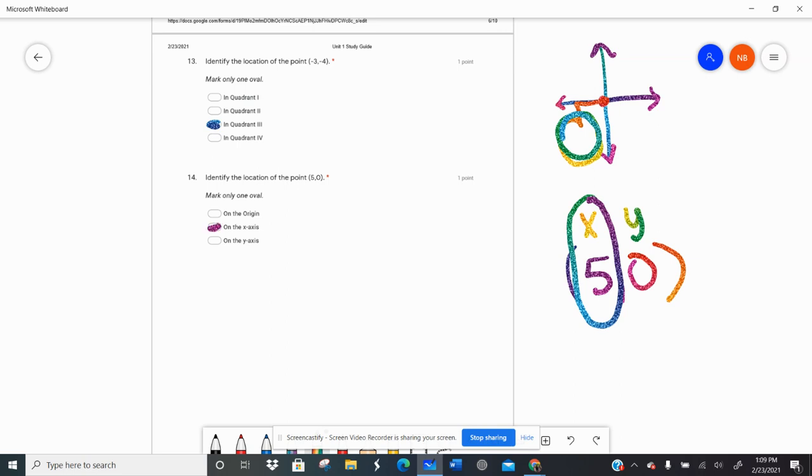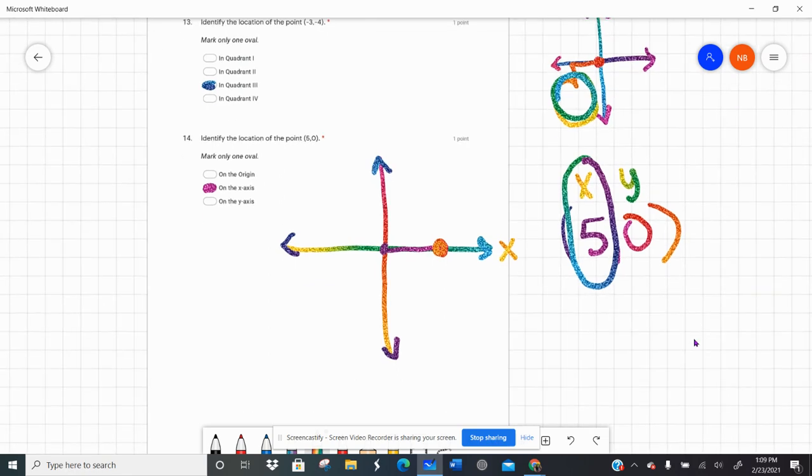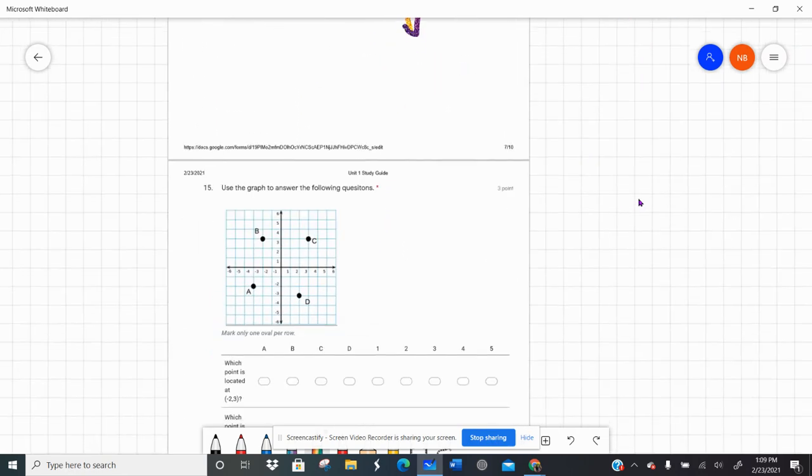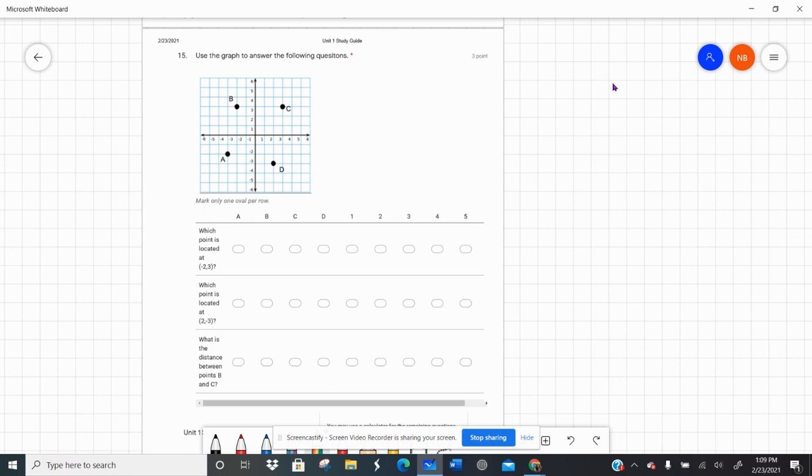I'm on the x-axis. I could draw that if I made my little bootleg coordinate plane, right? I start at the origin, I go over 5, but I stay right there. I'm on the x-axis. So you can graph it or you can use a little trick. Either way, if your y is 0, you're on the x-axis. All right, moving right along.